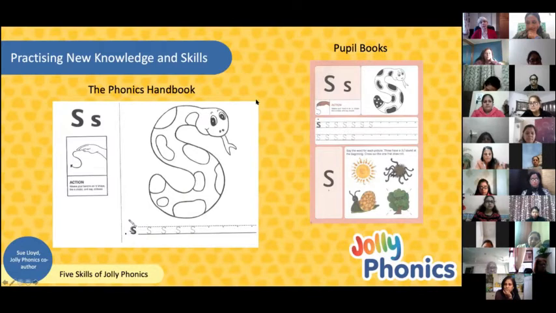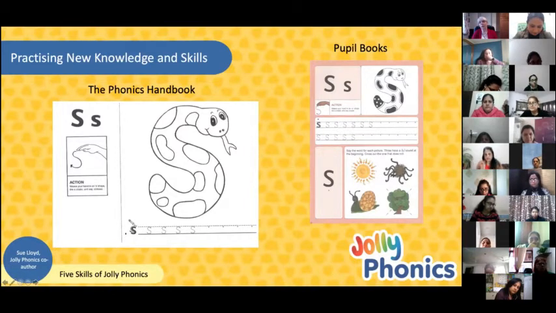We have materials that the children can use after they've been taught, and this one is from the Phonics handbook. Here is the action, so parents could understand what the action is, and here we put blending words when we can. And the children practice going over the dots and writing by themselves, using the lines to help them and colouring it in.